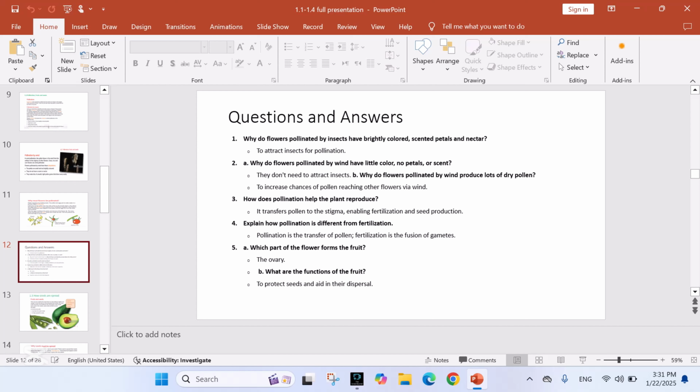Question number 5. Part A. Which part of the flower forms the fruit? Answer is the ovary. Part B. What are the functions of the fruit? To protect seeds and aid in their dispersal.